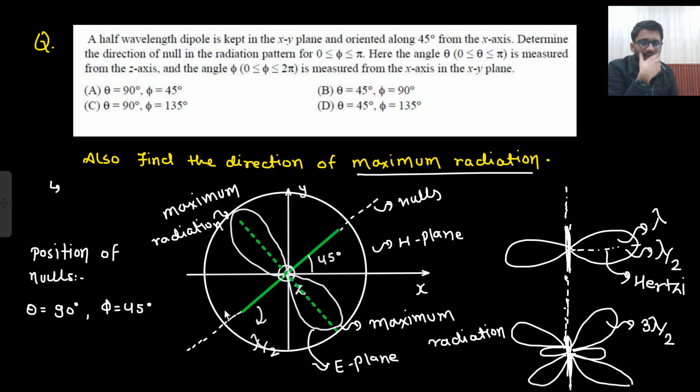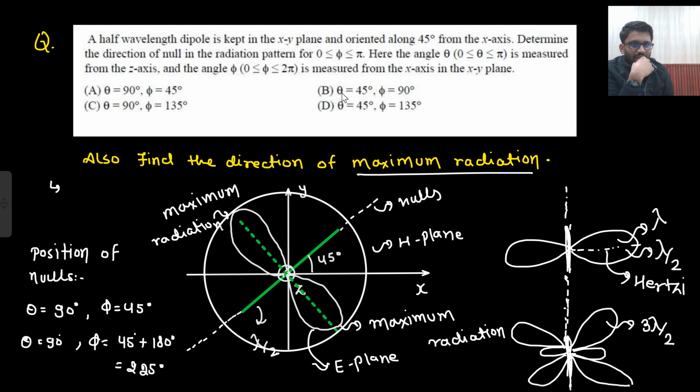Also, what could be the other answer? This is also a position of null, no? So this is 45 degree, and this is 180 plus 45 degree. So theta equals 90 degree, and phi is 45 plus 180 degree. What would that be? 225 degree. Say yes or no? Okay.